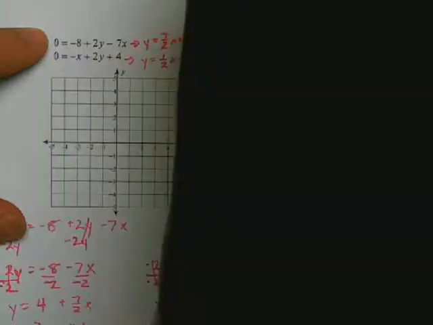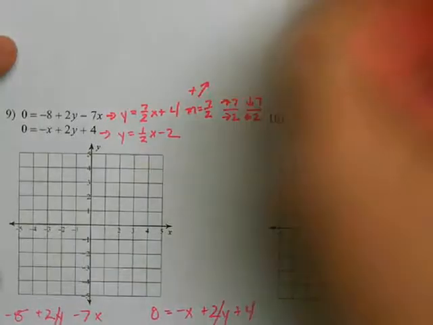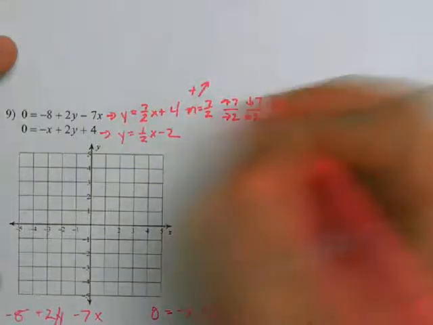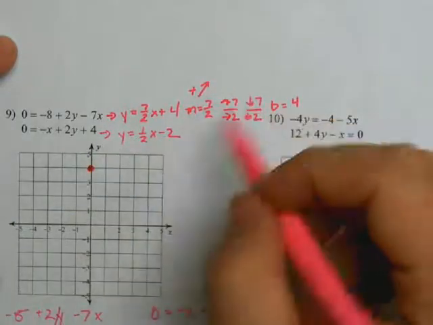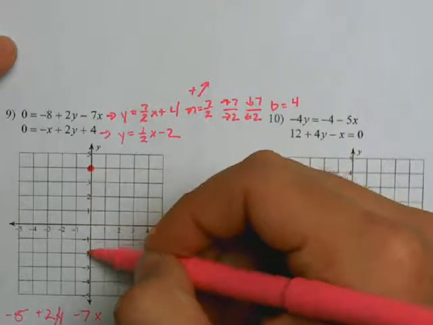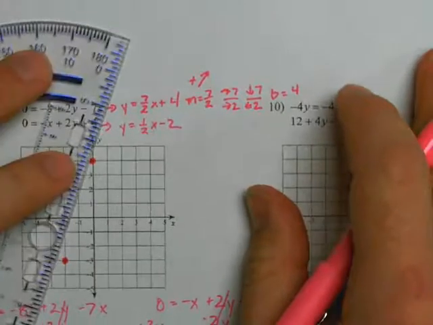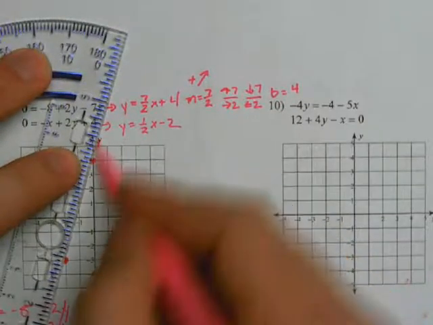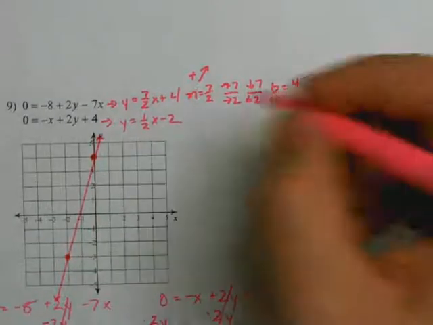Let me zoom in a little bit for you. So then from there, you identify B. B is, look right here, 4. So put a point at 4, and you're going to go up 7 and right 2. We can't do that, so go down 7. 4, 5, 6, 7, and left 2. Put a point. And that looks like all we can put on there. So then we'll graph that.